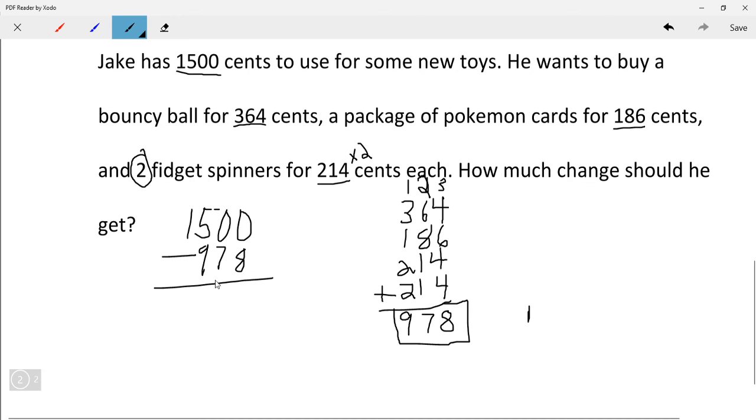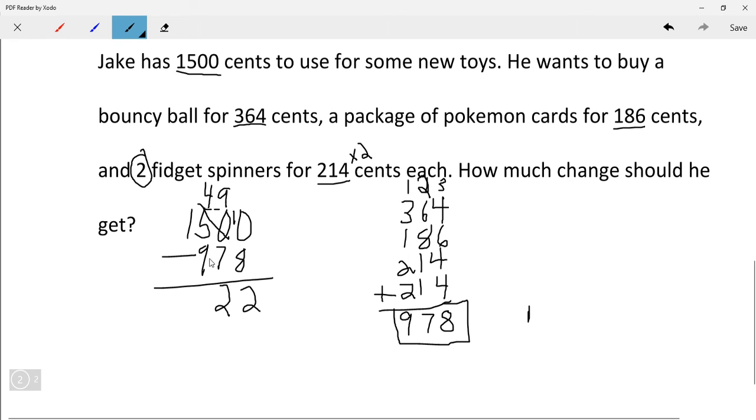Obviously line up the place value, and now we can subtract. 0 minus 8, we cannot do that. Typically, I would borrow from this number, but it's also a 0. So how I like to think about it is I go over to the next one, and now I'm borrowing from 50. So then the 50 becomes 49, and this becomes a 10. 10 minus 8 is 2. 9 minus 7 is also 2.